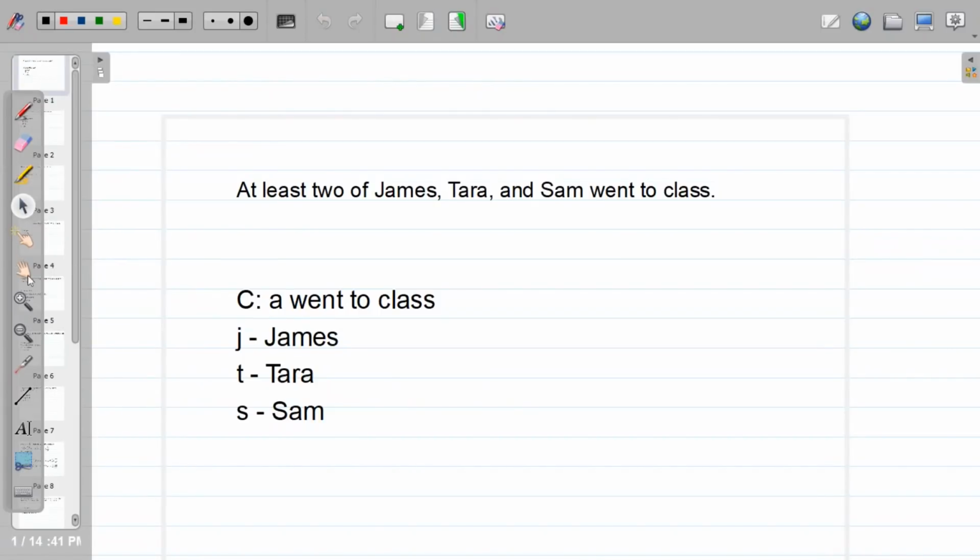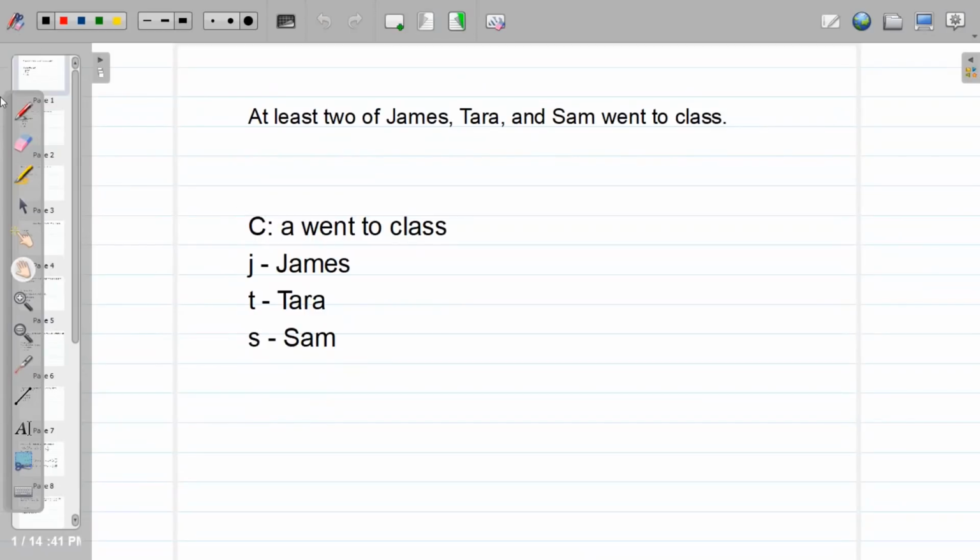Okay, so by way of review: at least 2 of James, Tara, and Sam went to class. This is nice to review what we just did about "at least." It's also nice to review the fact that, in predicate logic, not all of our sentences are going to be quantified. This sentence doesn't use quantifiers because we're talking about specific names for things. I mentioned it at the beginning of predicate logic, but everything since has been quantified, general sentences. This is a particular sentence about specific people.